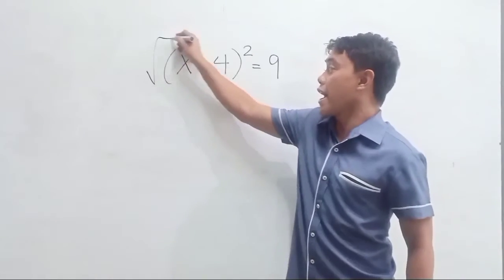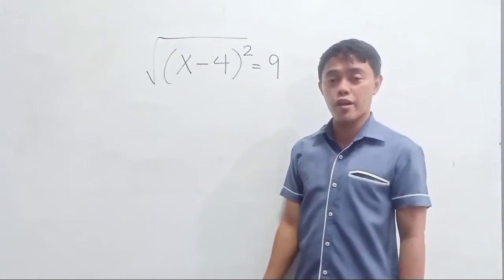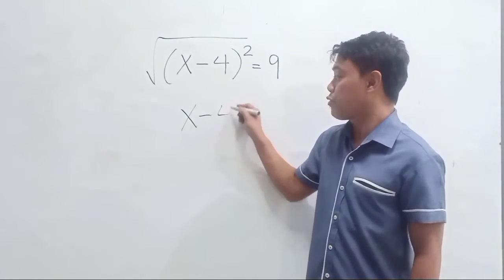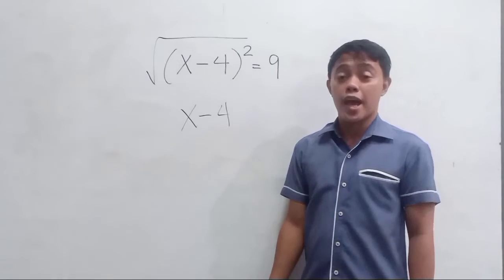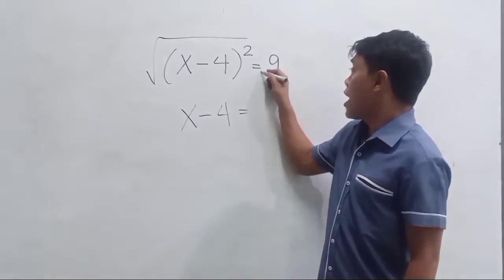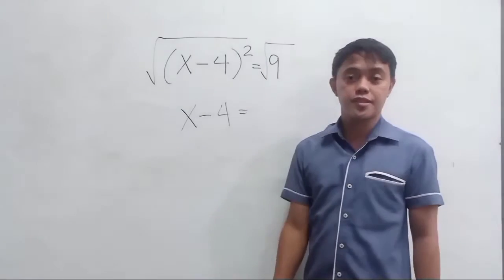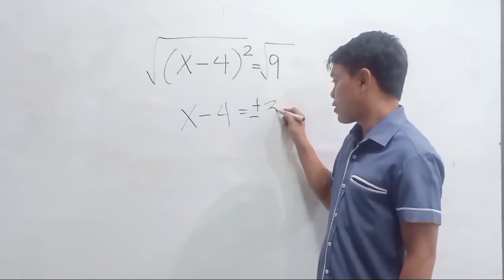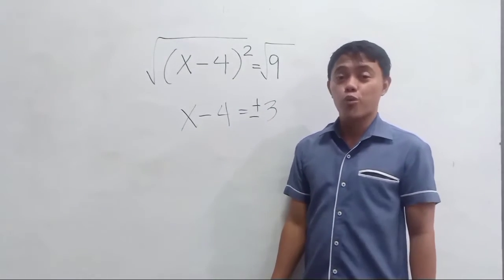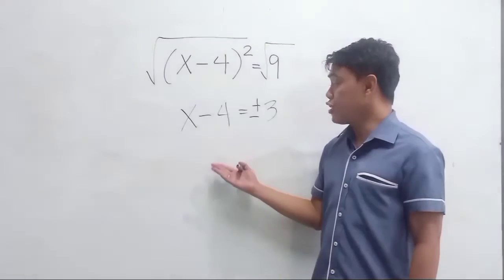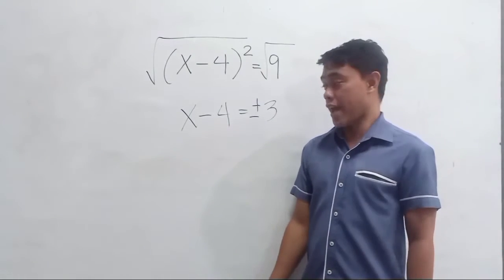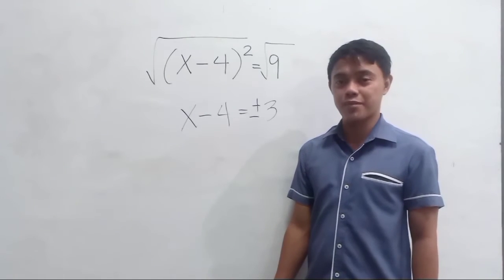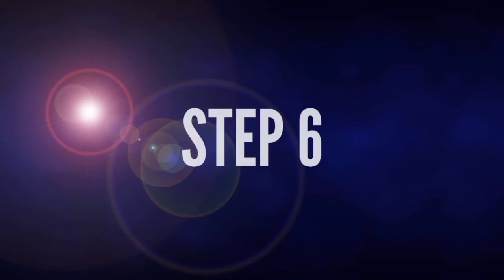Square root of x minus 4 squared is equal to x minus 4. And the square root of 9 is equal to positive and negative 3. Now, we have a resulting linear equation. x minus 4 is equal to positive and negative 3.